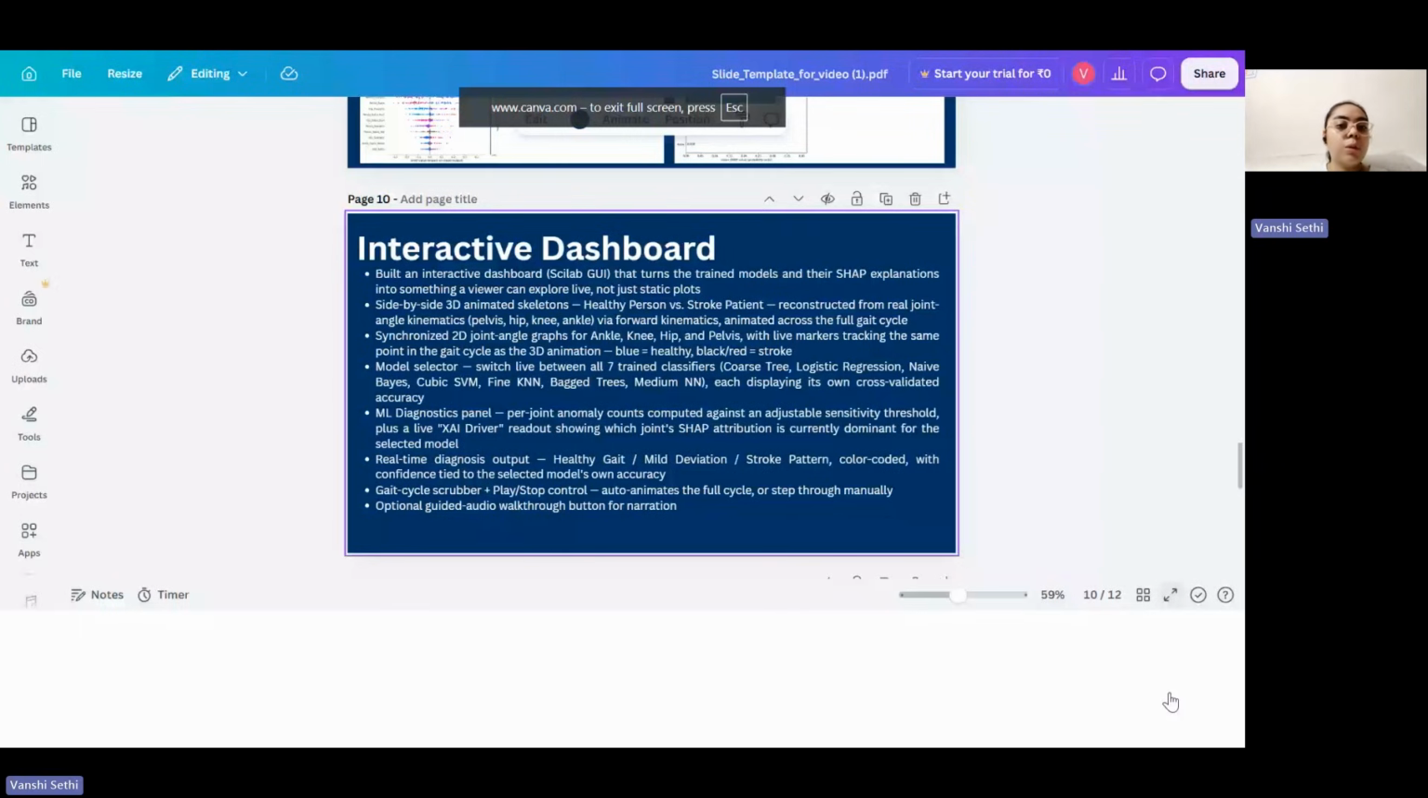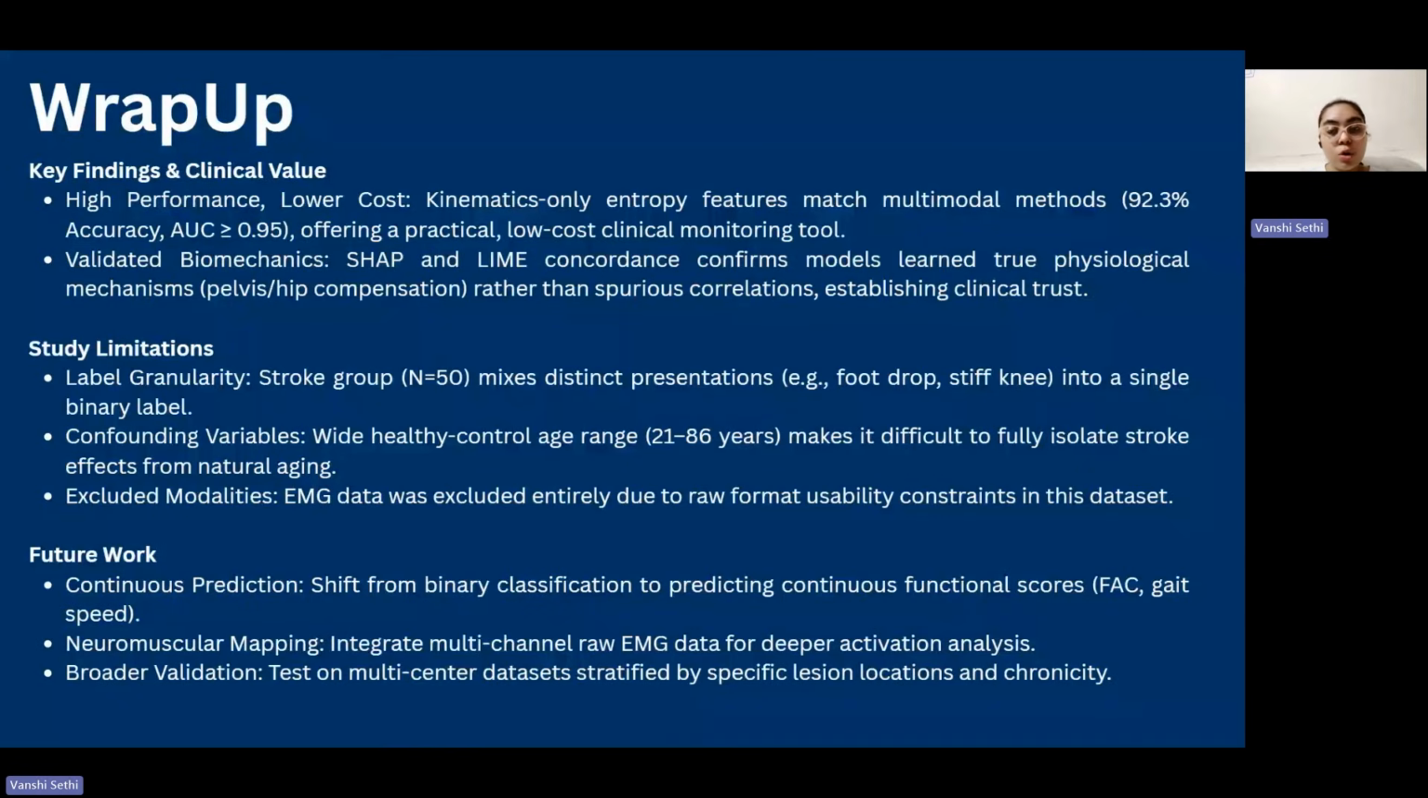Let's wrap up. So what we got to know: kinematics alone can also be interpreted really well. It has an accuracy of 92.3% at most. And also the AUC score is mostly 0.95 always. Then we used SHAP and LIME models to prevent the black box issue. We wanted to show that yes, the things that we interpreted actually hold value. They are proven. So we did that part also.